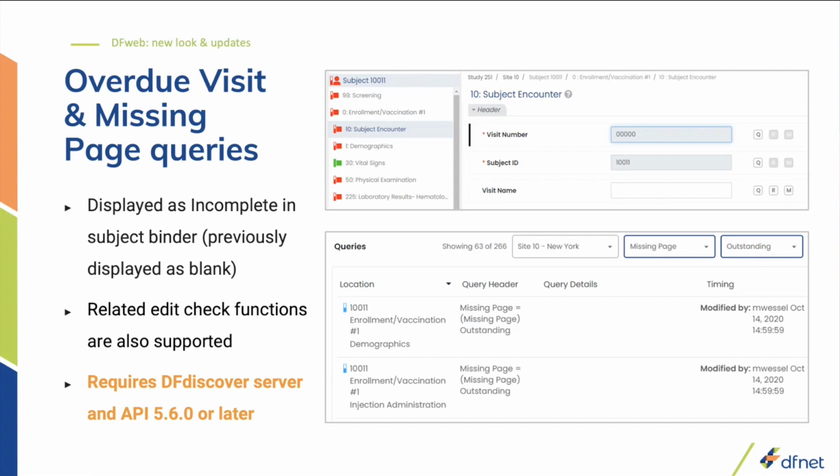Missing page and overdue visit queries are now supported. Records with these queries are displayed as incomplete records, as opposed to them being displayed as blank records previously. The related edit check functions are also supported. Just keep in mind that you'll require DFdiscover server and API version 5.6 or later to make use of these functionalities.